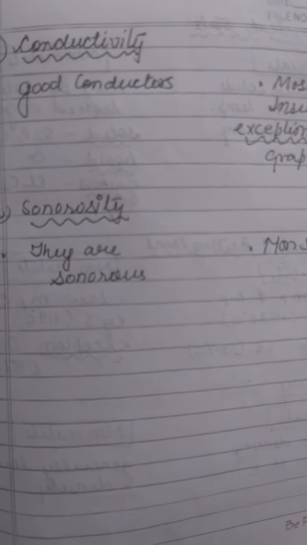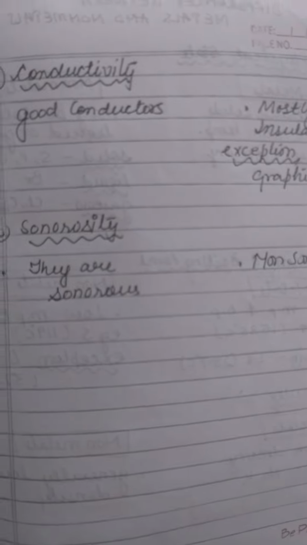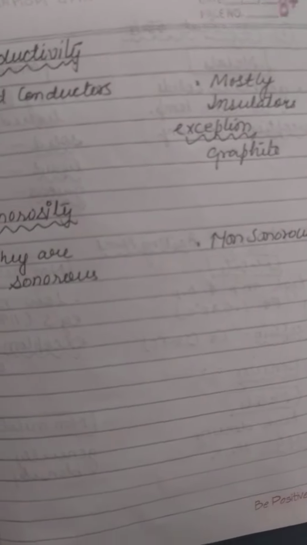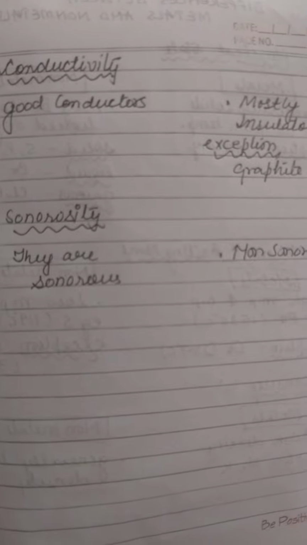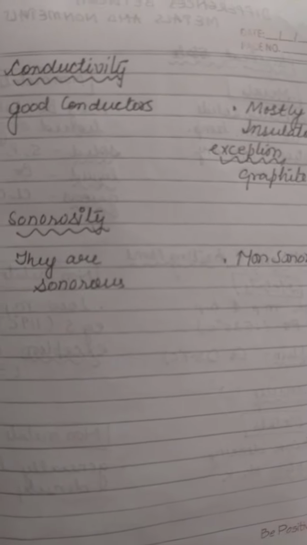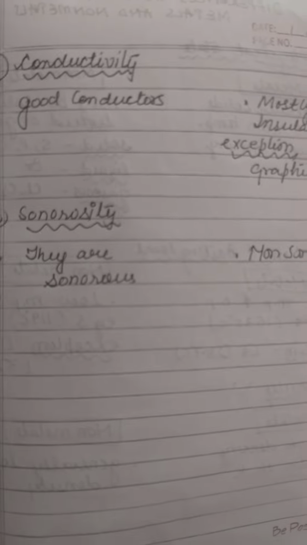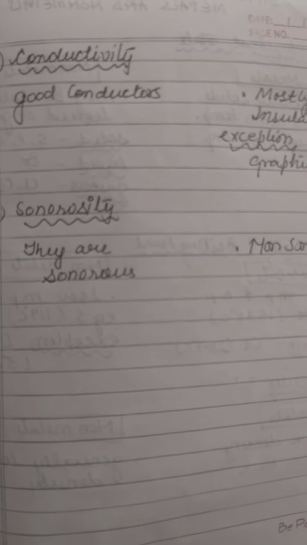And the last property is sonorosity. Metals are sonorous, whereas non-metals are non-sonorous. So all these 10 properties you have to learn. Exceptions may be asked in questions and a simple difference may also come.